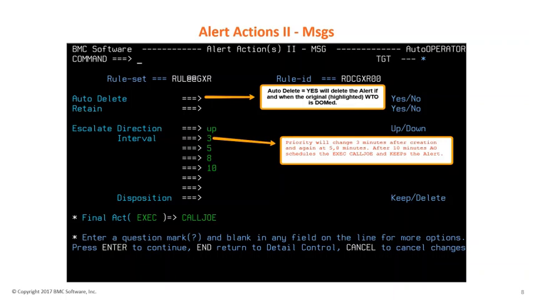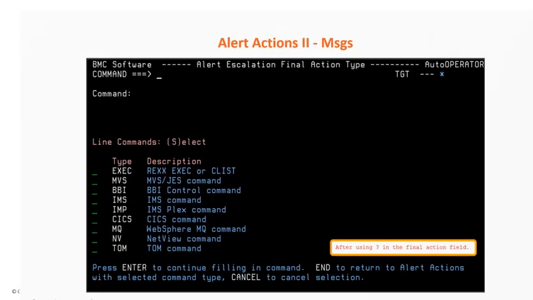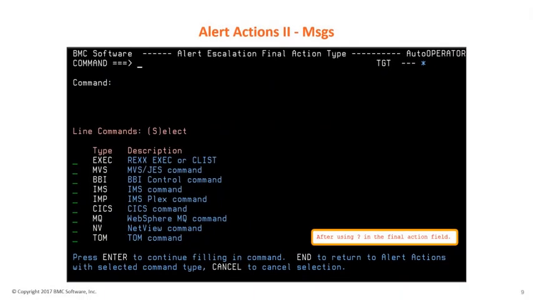And then at the bottom, you can see there's a final action where we can specify to invoke an exec or issue a number of different types of commands. If I put a question mark in that bottom field for the commands, here's a list of the values that are available to me. I can run execs, I can issue JES or MVS commands, I can issue BBI commands to the journal, IMS commands, CICS commands, MQ commands, NetView commands, and if you're using TOM, you can use TOM commands. So quite a variety of different things we can run as our final action on our alert.